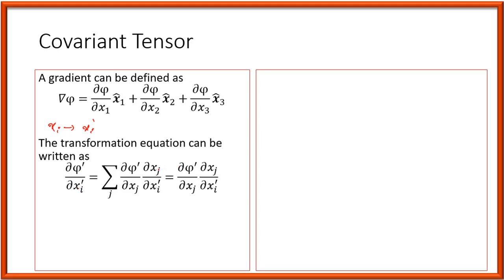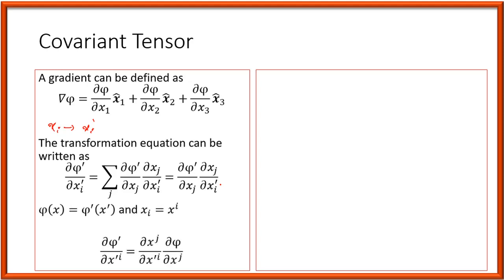It is derived from my existing component. Using the partial differential equation, as I have done, I can write the terms as dou phi dash by dou xj into dou xj divided by dou xi dash. Using Einstein summation convention, I can get rid of the sigma sign and write dou phi dash divided by dou xj into dou xj divided by dou xi dash.